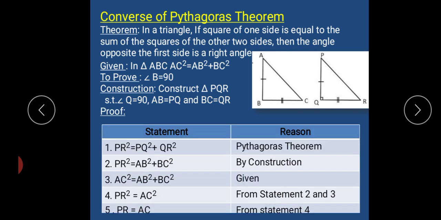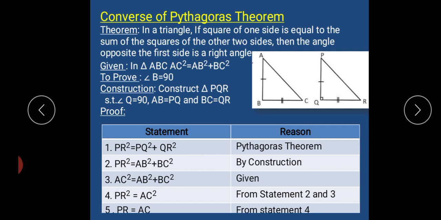We start with Pythagoras theorem. That is, we can apply Pythagoras theorem in a right angle triangle. That is, PR square is equal to PQ square plus QR square. But this triangle is constructed in such a manner that in place of PQ you can write AB, and in place of QR we can write BC. That is by construction statement number 2.